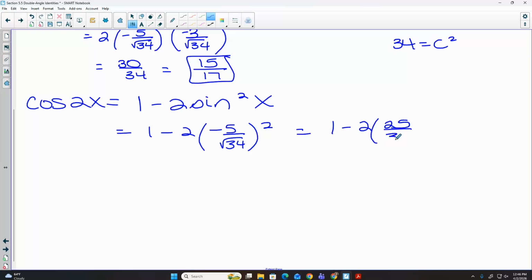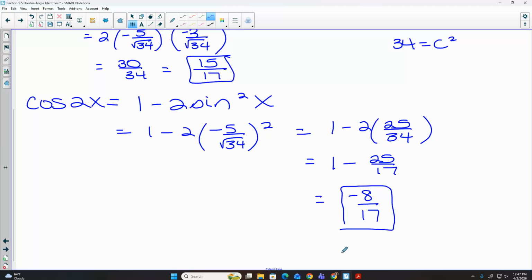So if I square that, multiply by 2, so 1 minus 25 over 17. -8 over 17. I didn't ask for tangent this time, but if I did, all you have to do is sine divided by cosine, or the tangent formula.